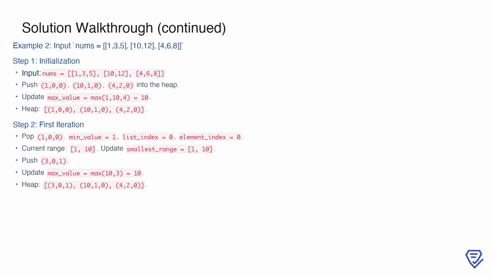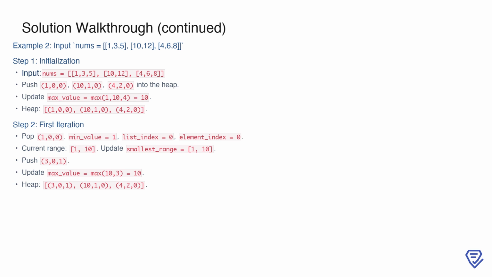Now, consider the input nums equals [[1, 3, 5], [10, 12], [4, 6, 8]]. As before, we initialize the heap by pushing the first element from each list, (1, 0, 0), (10, 1, 0), and (4, 2, 0). The max_value is calculated as max(1, 10, 4), which equals 10. This gives us a heap of (1, 0, 0), (10, 1, 0), (4, 2, 0).